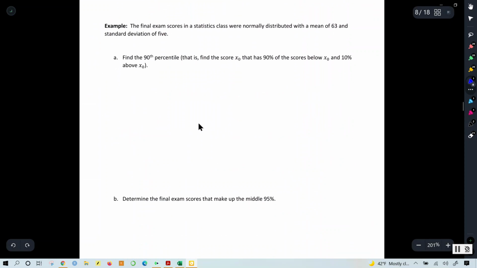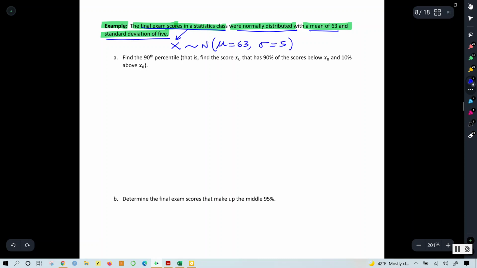In context of a problem, let's see an example. In this example, we're told that the final exam scores in a statistics class were normally distributed with a mean of 63 and a standard deviation of 5. So the final exam scores, I'm going to let that be x. Normally distributed, the mean is 63 and the standard deviation is equal to 5.